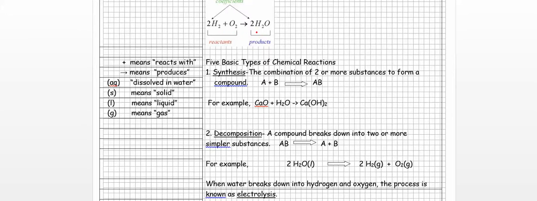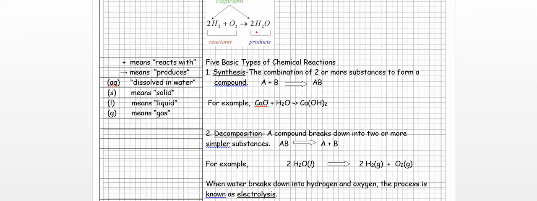Now, if you see AQ in parentheses, that indicates dissolved in water. AQ means dissolved in water. S means solid for obvious reasons. L means liquid. And G means gas, in parentheses, right? All right, so we want to talk now about 5 basic types of chemical reactions. There are literally thousands and thousands of them, but we want to categorize them. We want to talk about basic types, 5 basic types of chemical reactions.